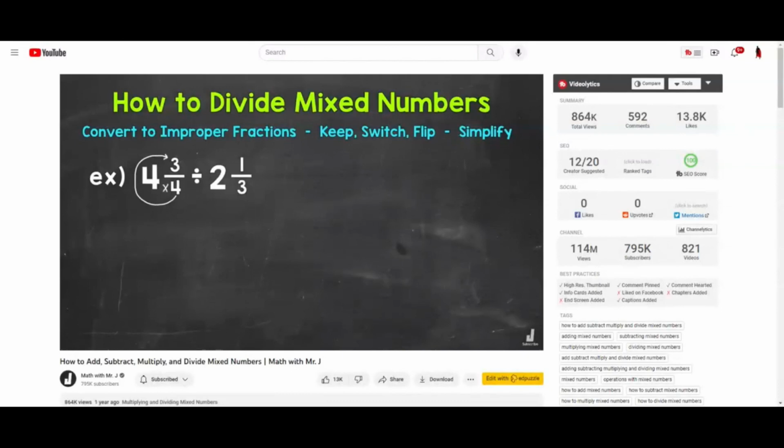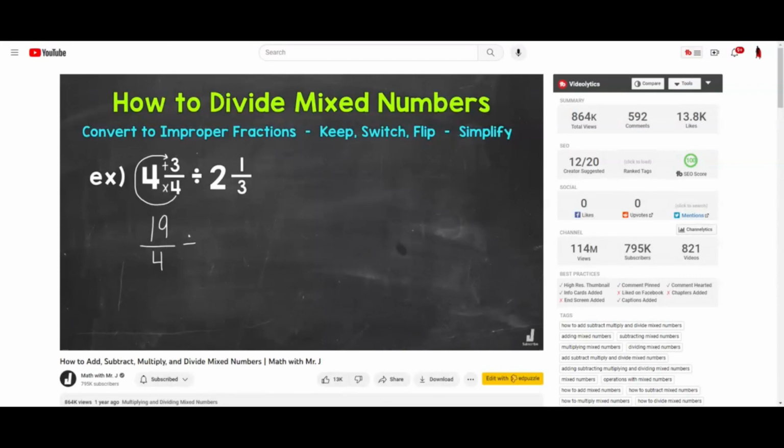So we multiply, then add. So we do 4 times 4, so the denominator times the whole number. 4 times 4 is 16. Then we add the numerator. 16 plus 3 is 19. So 19 is the numerator of our improper fraction. We keep our denominator of 4 the same.